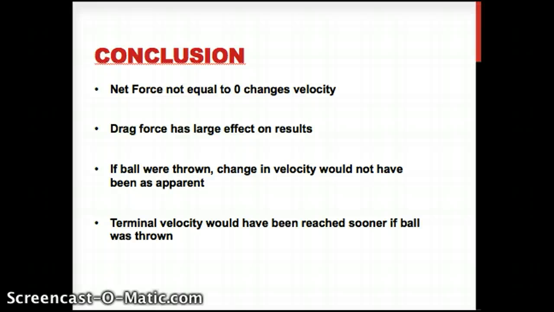You saw that because the computational model without the drag force was significantly different than whenever you put in the drag force. If the ball were thrown to begin with and not just released, I feel like the terminal velocity would have been reached sooner, and thus wouldn't have been able to study the acceleration as accurately. So yeah, when the net force is not equal to 0, you can see how the acceleration is not 0, and you can see that on the graph.